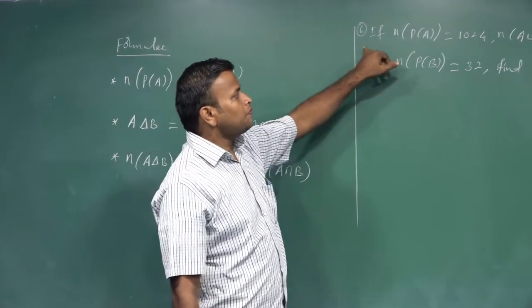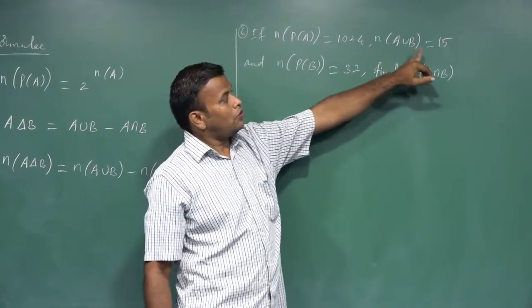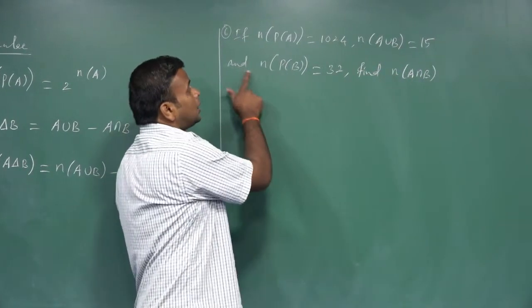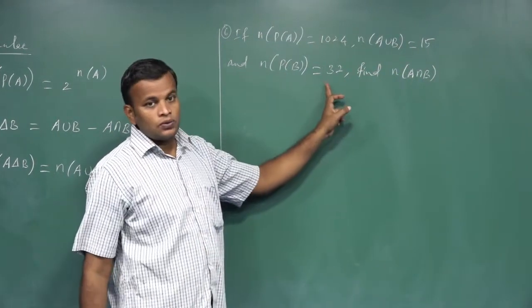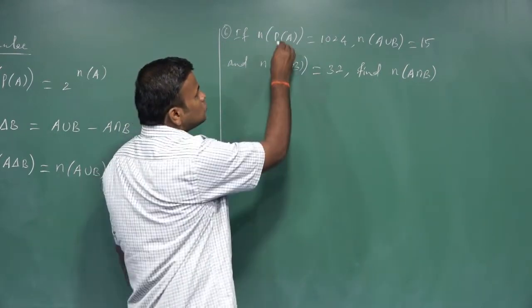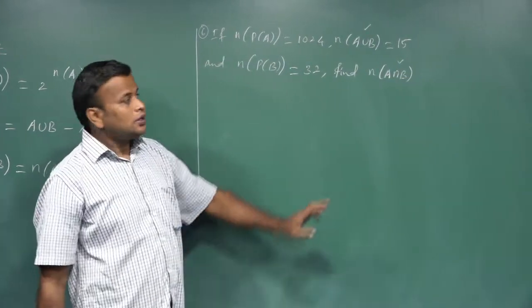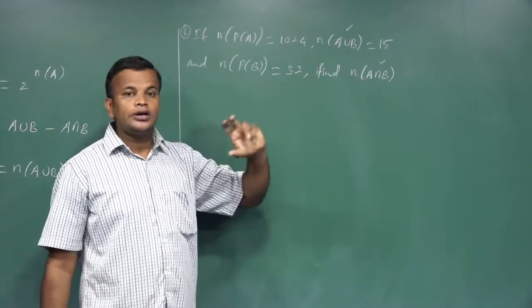It's the sixth problem. N of P of A is 1024. N of A union B is 15. And n of P of B is equal to 32. Then our question is to find n of A intersection B. You see these two terms, n of A union B, to find n of A intersection B. In these two terms, one formula we already know is involved.